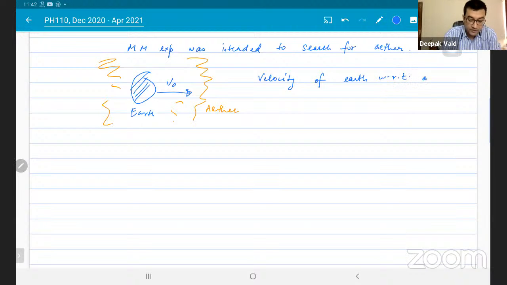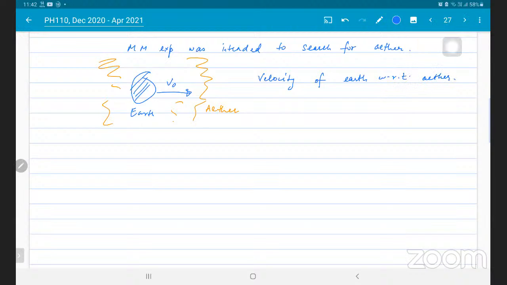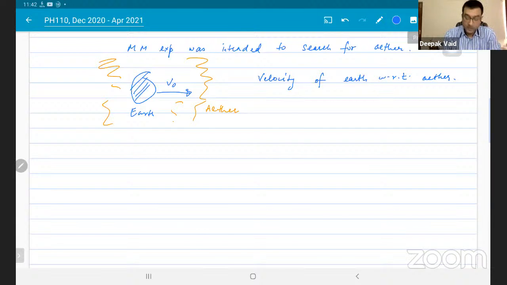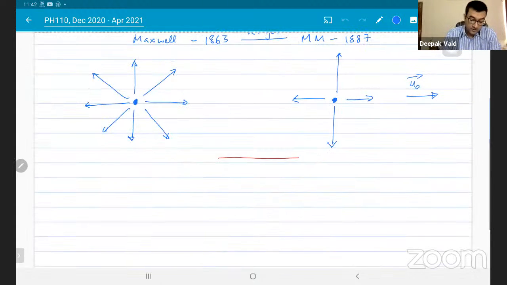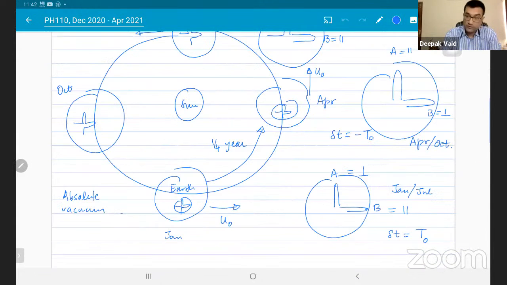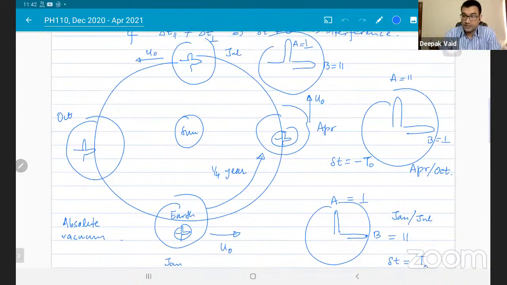With respect to this ether, right? So when the Michelson-Morley experiment gave a null result, people tried to come up with all sorts of explanations. And they thought, well, maybe the ether is moving in such a way, right? There could be some drift of the ether might have a drift also.